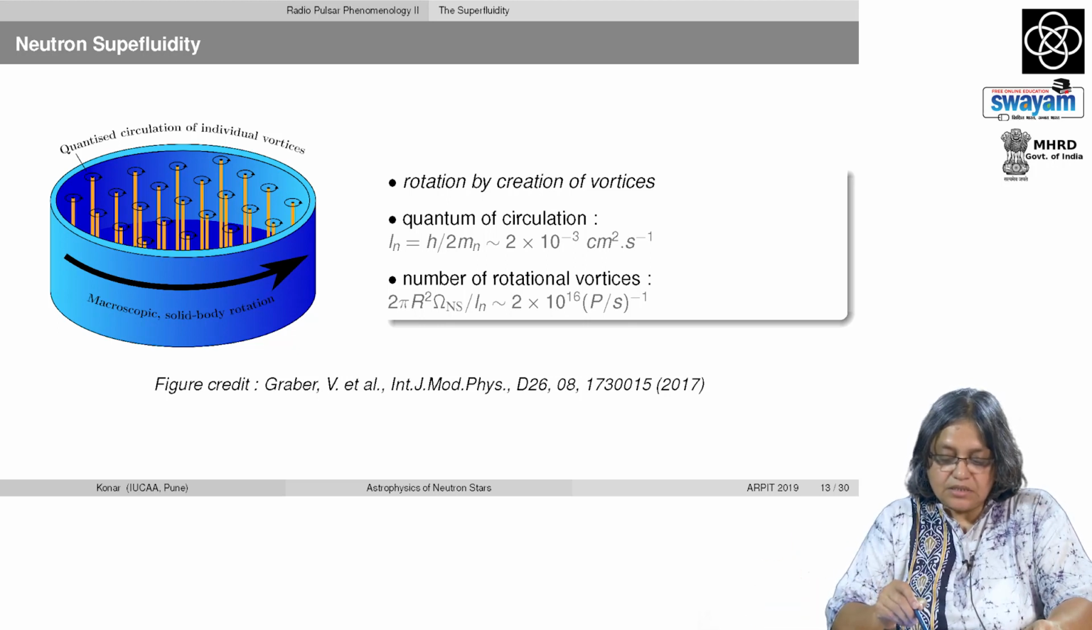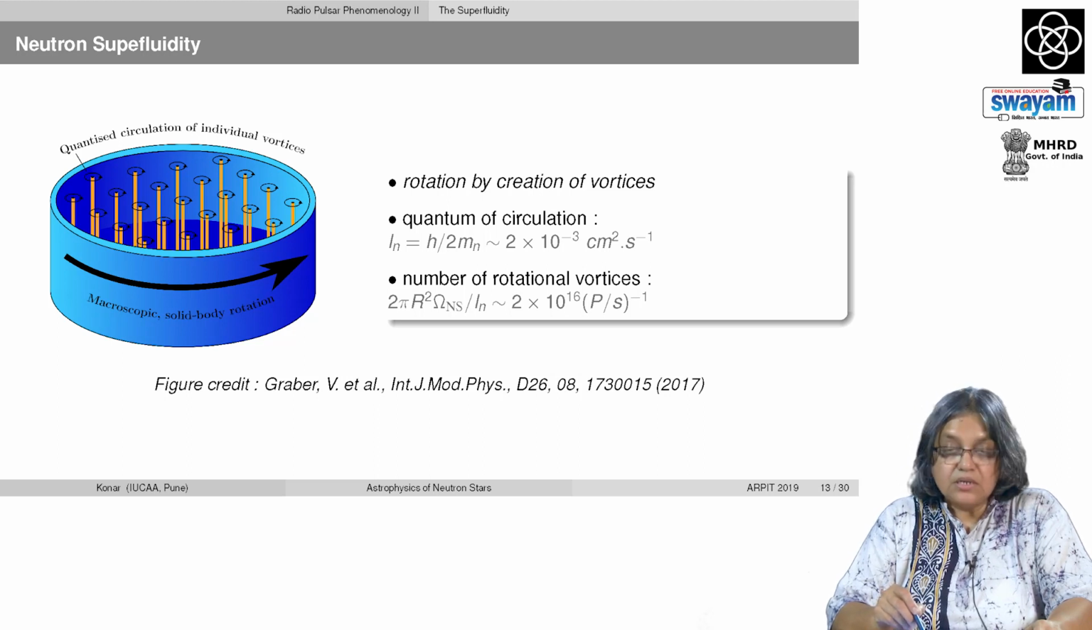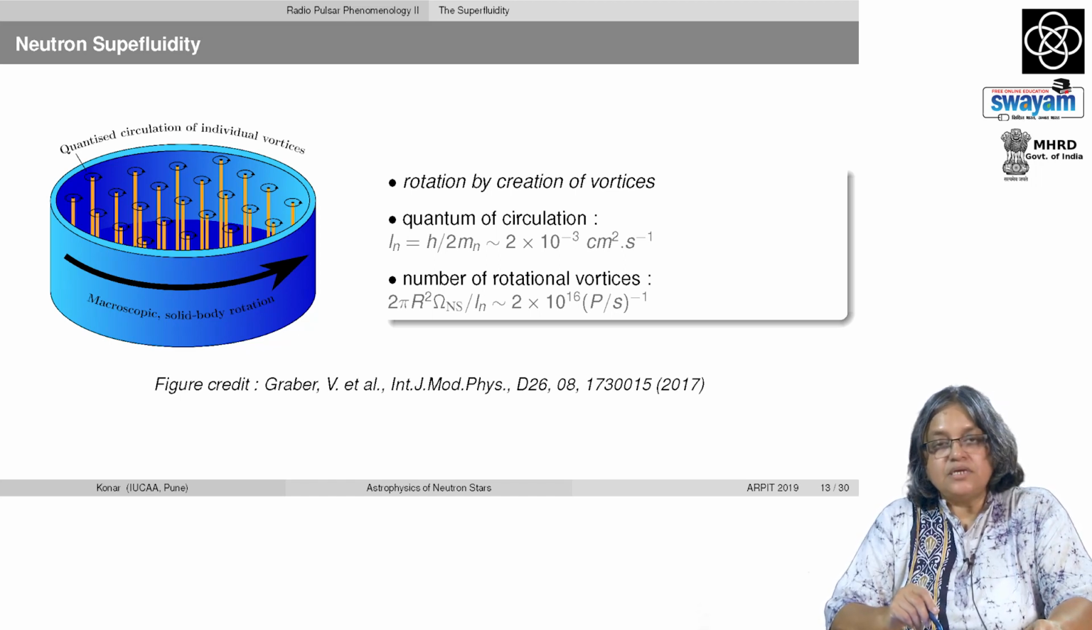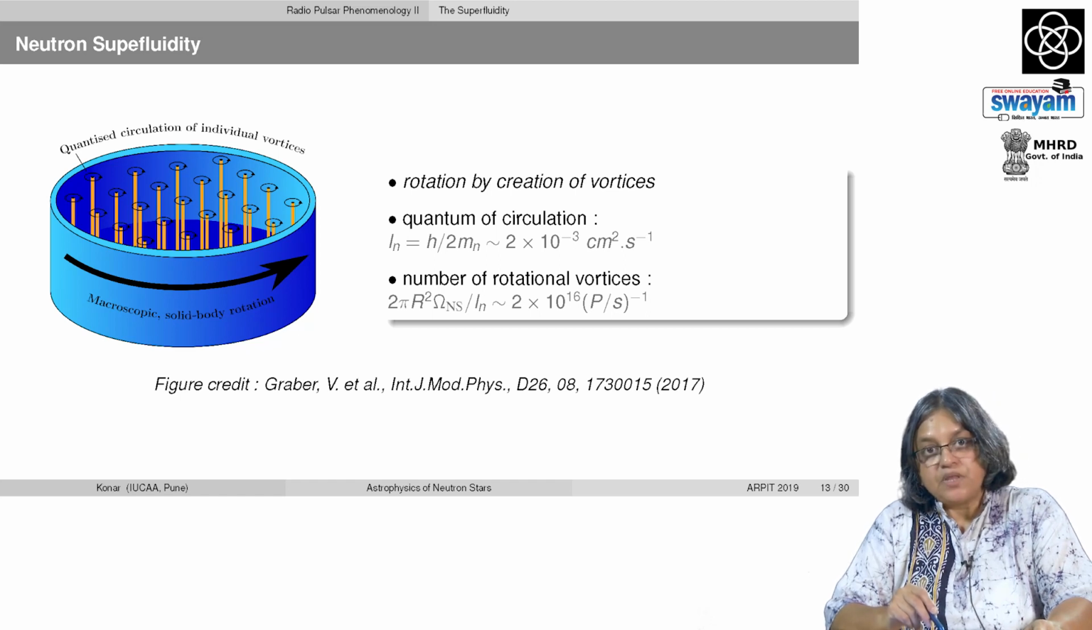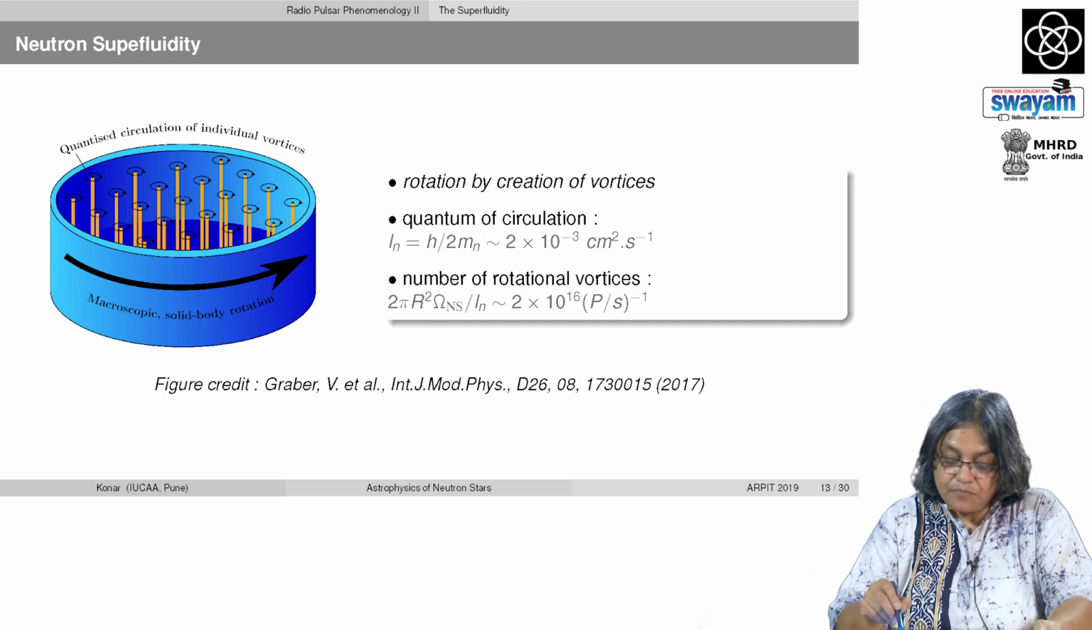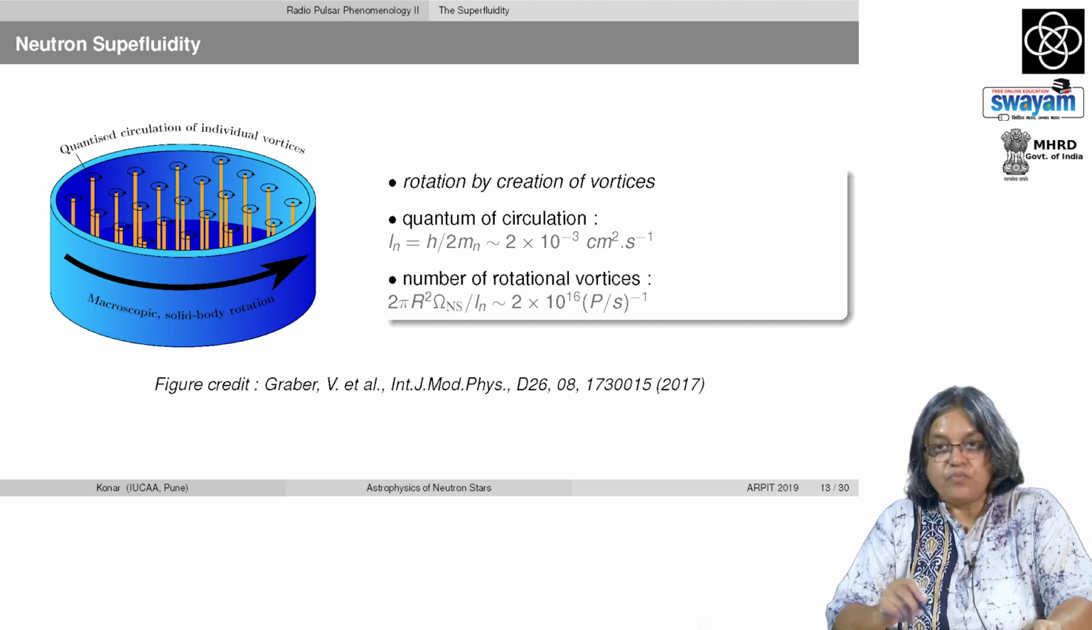Now, this quantum of circulation has a unit of angular momentum associated with it, which is given by this quantity. Because we are dealing with a neutron superfluid, the mass of the particle would of course have to be the mass of the neutron, and therefore, inside a neutron star the quantum of circulation that a neutron superfluid would create has this kind of angular momentum.